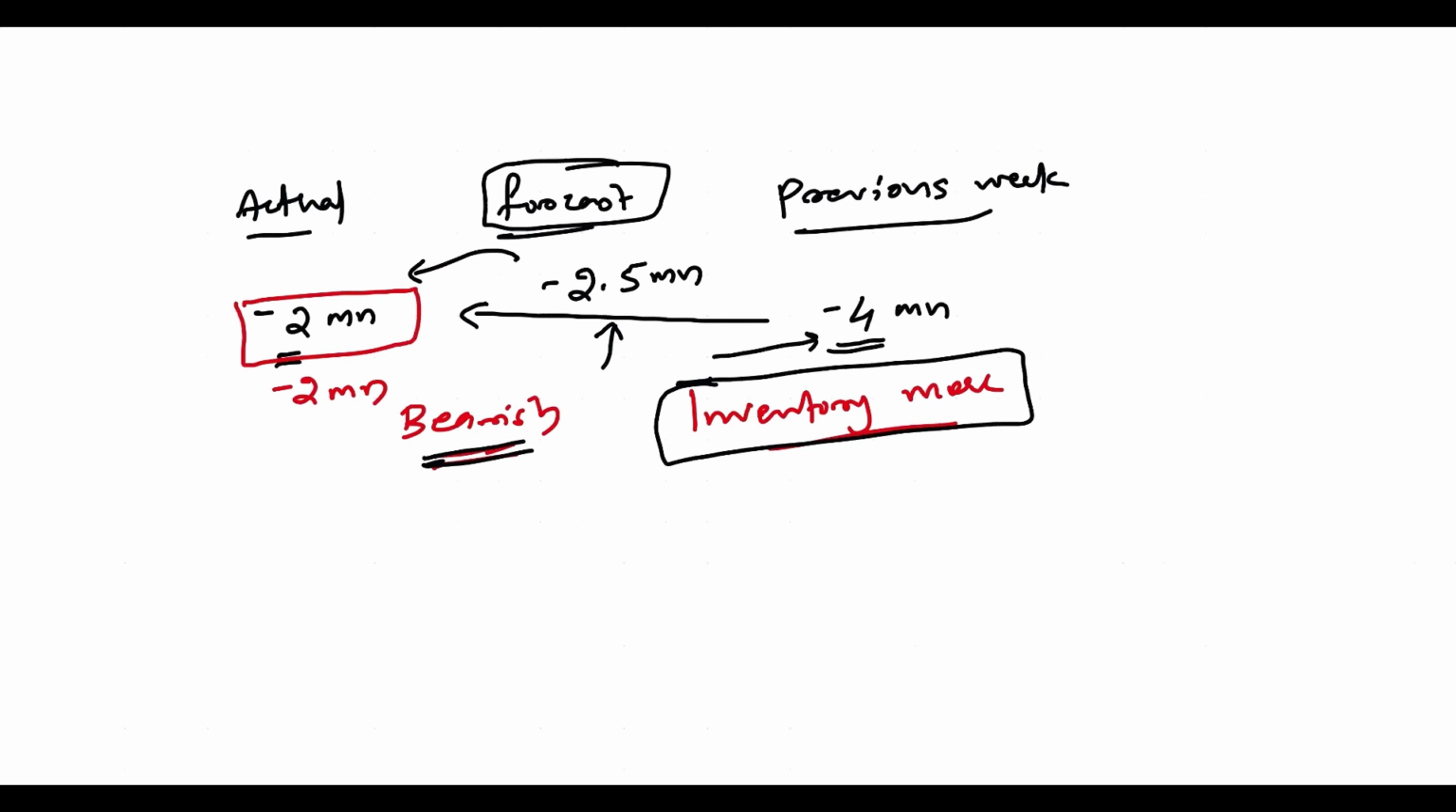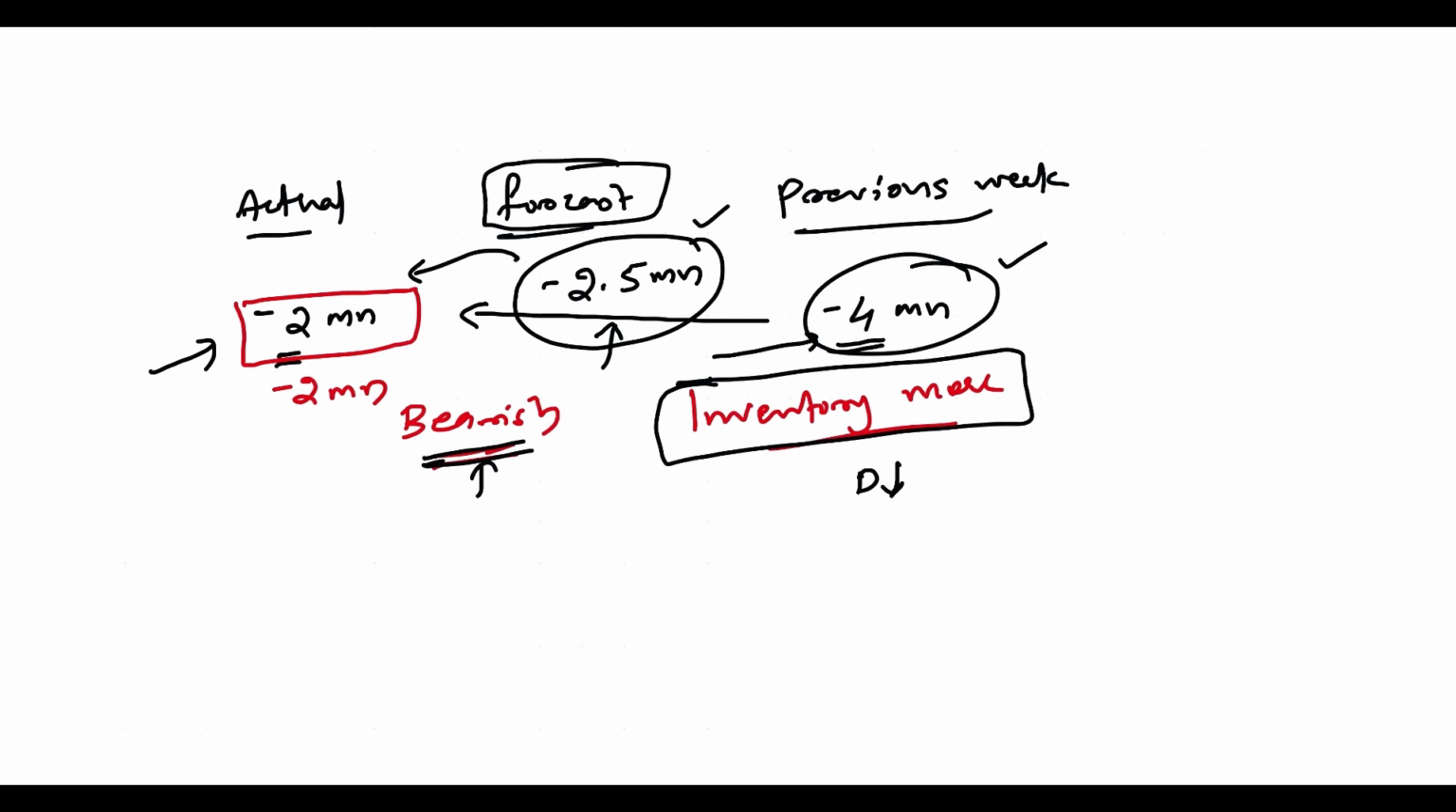It is bearish. I repeat, if the actual inventory, here in this example it is minus 2 million, is it more than previous? Yes, it is more than previous. Is it more than the forecast? Yes, it is more than the forecast. Then what does that indicate? It is because demand is less. Why is it more? It is because of less demand. Okay, so I hope this is clear.